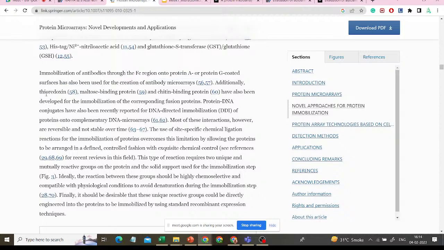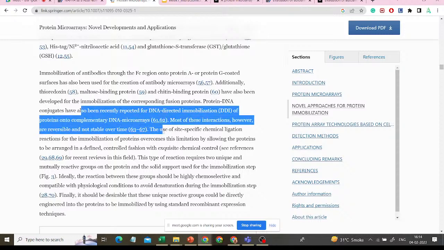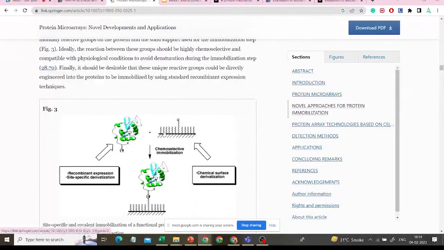Otherwise, if you go for the chemistry and the different chemicals, here you can see maltose binding protein and chitin, so all of these can be used. Protein-DNA conjugates have also been recently reported for the DNA-directed immobilization of proteins onto complementary DNA microarrays. But these are not reversible and not stable over time.